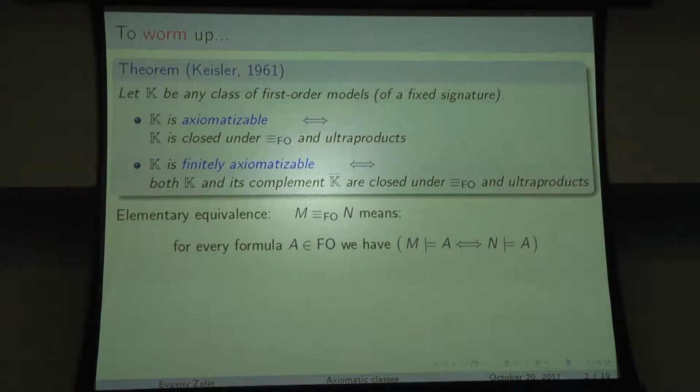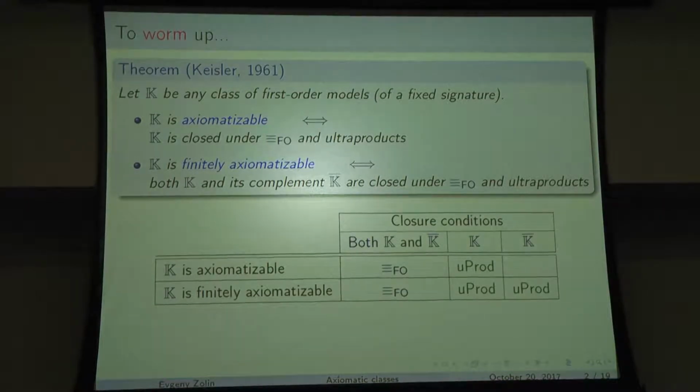And the second item: it is finitely axiomatizable if and only if both K and its complement satisfy this condition. Now, if we pack this theorem into a table, we obtain this. And one can notice some non-symmetry. We have three cells with ultraproduct and one empty cell. Why is that so non-symmetric?